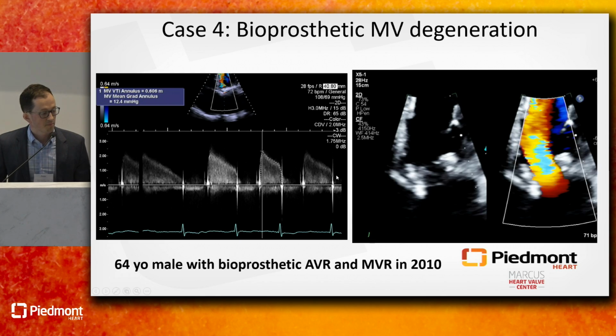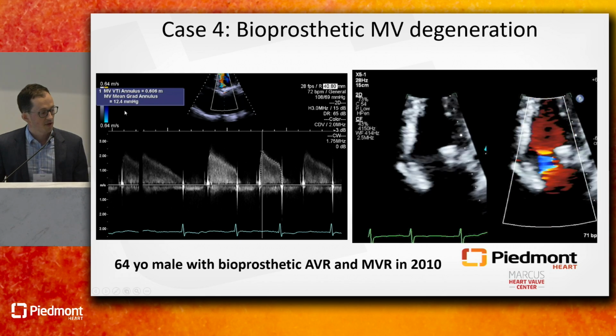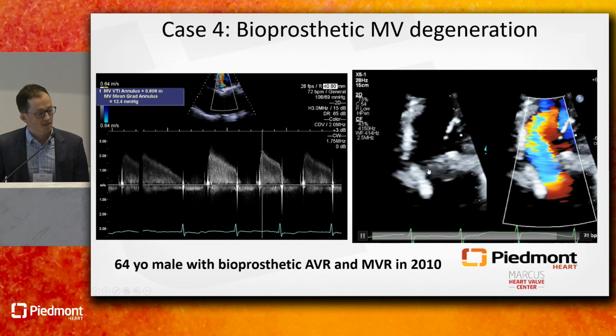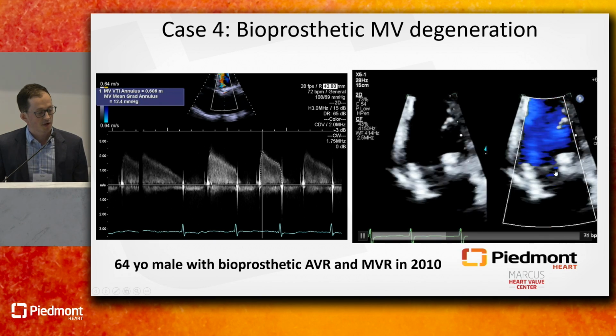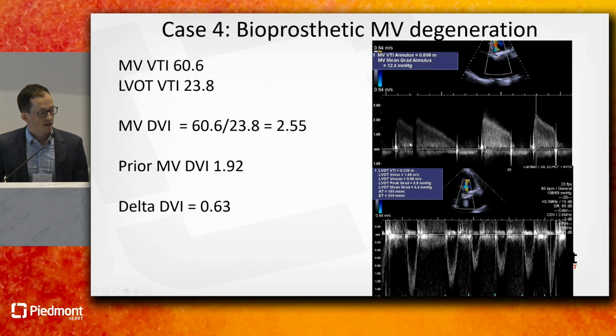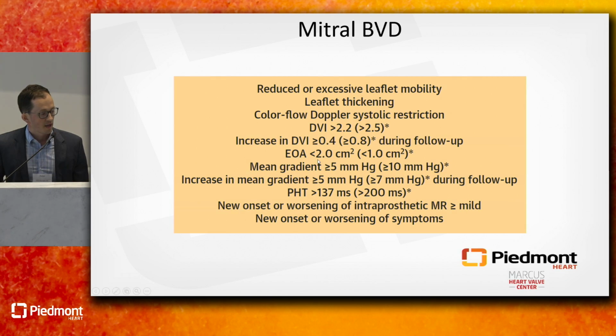This is the same patient. This is his mitral valve. His mean gradient was 12.4. You can see thickened leaflets here. You can see flow acceleration on color Doppler. You can see that his mitral valve DVI had significantly changed. The delta was significantly higher, and you have similar red flags on echo for mitral valve disease as well.